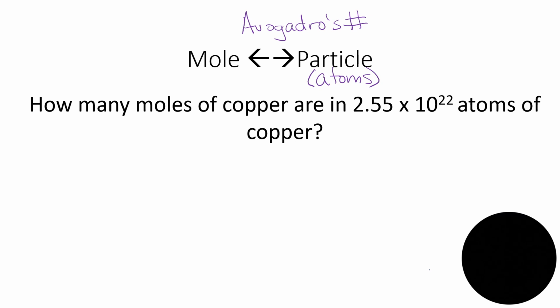Now you do need a calculator to do this. We're going to go through, set up the problems, and then solve it, and I'll explain how to use your calculator again. So how many moles of copper are in 2.55 times 10 to the 22nd atoms of copper? So we're starting with 2.55 times 10 to the 22nd atoms of copper, and we're asked how many moles of copper do we have.